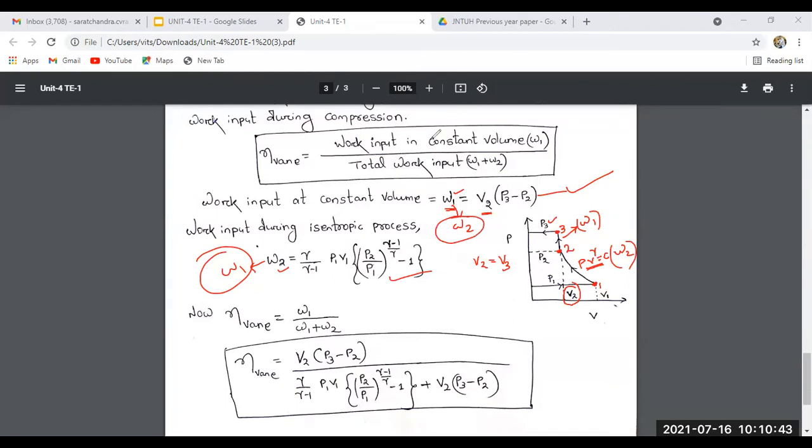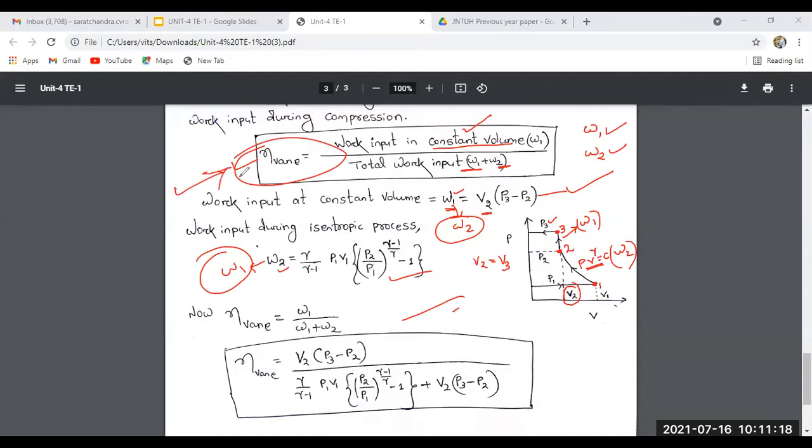Because the final efficiency formula for this vane type compressor is the work input at constant volume, that is the work from 2 to 3, divided by the total work input, W1 plus W2. So individually we first have to calculate W1 and W2. Then if we take the ratio, work input at constant volume divided by total work input, we will get our answer. This is the derivation we did yesterday related to the efficiency of a vane type compressor.